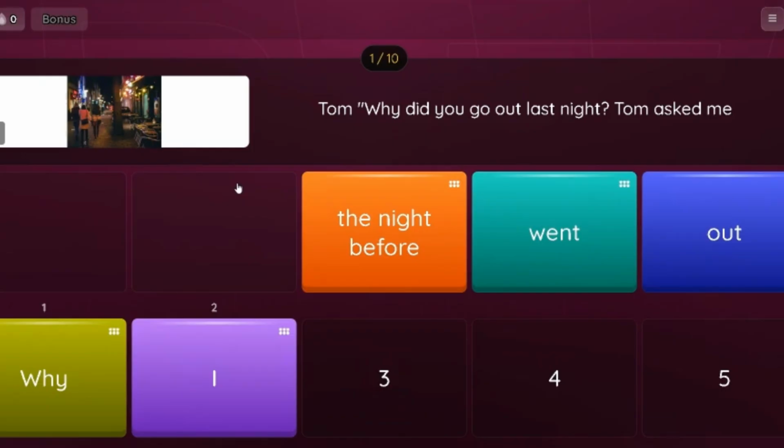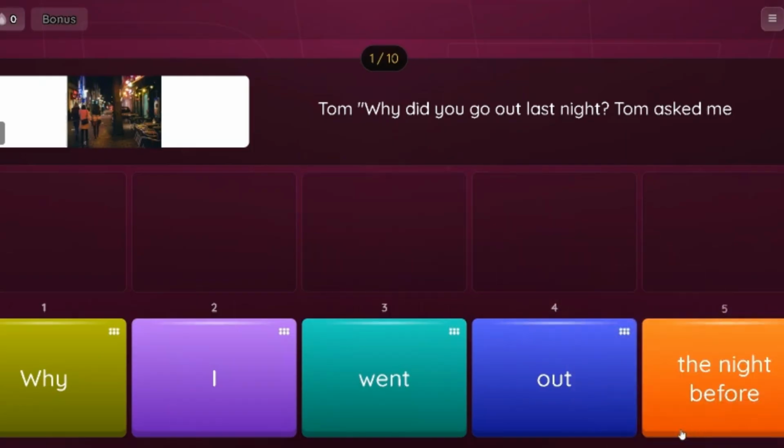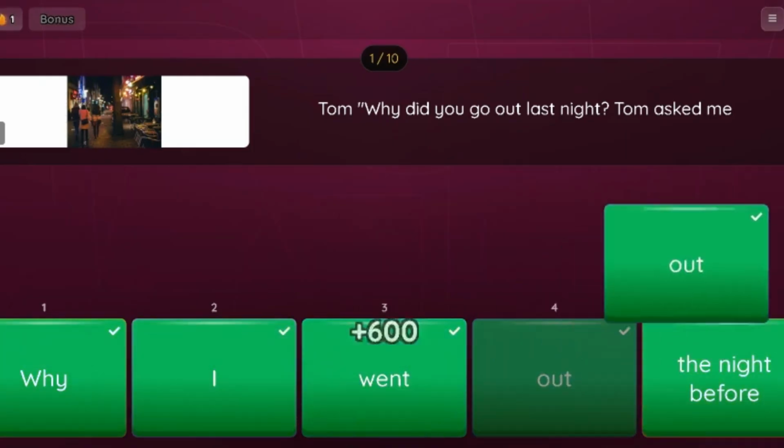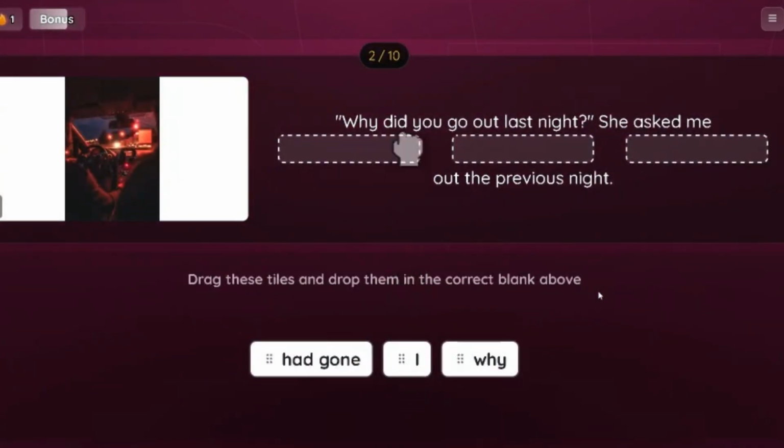I have to change the simple past into past perfect. Perfect. Or you can use past like this: Tom asked me why I went out the night before. Can I say this? Yeah, it's correct. I have to use the statement form, not the question form, if I'm changing from direct to indirect.